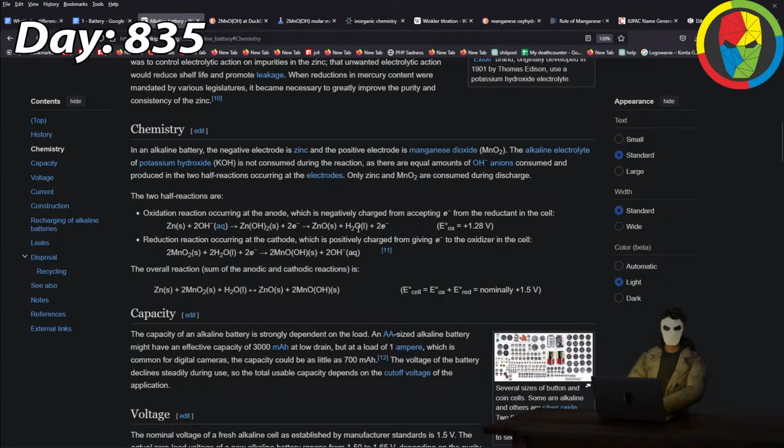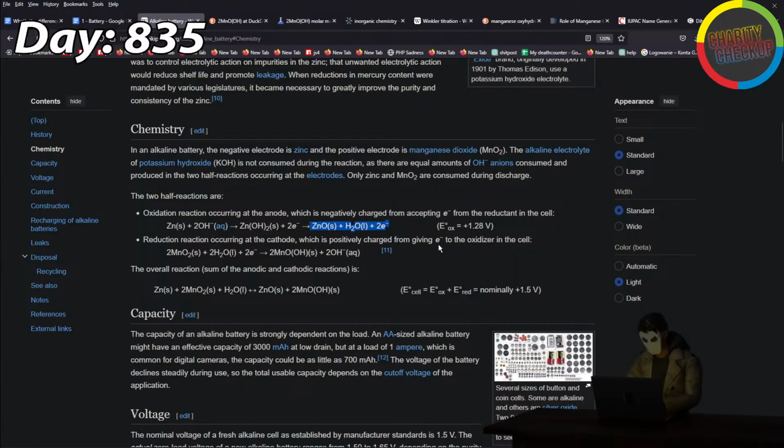Negative, yes, so this produces the zinc oxides and generates the electrons. This is really similar to burning. A really similar reaction, because it's kind of the same reaction, oxidation. And then the reduction is what we'll start with.